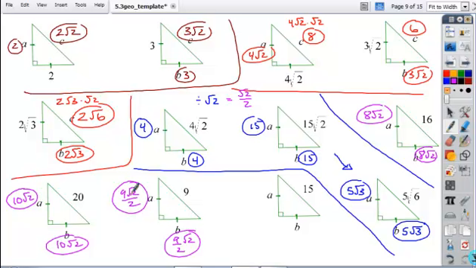Okay, so the last example here, again, an odd number for our hypotenuse. If the hypotenuse is 15, what does that mean each leg is in a 45, 45, 90 triangle? Take 15, divide by 2, multiply by root 2. So 15 root 2 over 2 would be the length of each leg. Questions on that pattern?